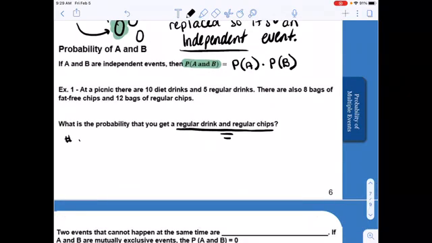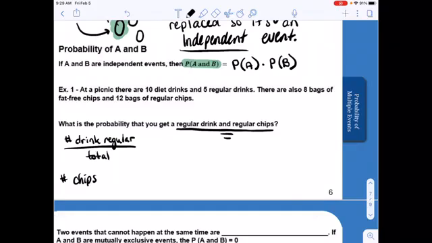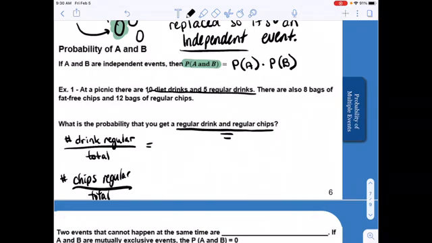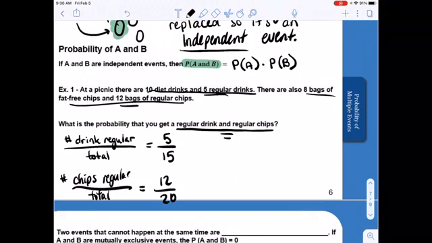So we have the number of regular drinks over the total number of drinks. And then we also have the number of chips that are regular over the total number of chips. So the number of regular drinks is 5, and the total number of drinks is 15. The number of chips that are regular is 12 over the total number, which is 20.